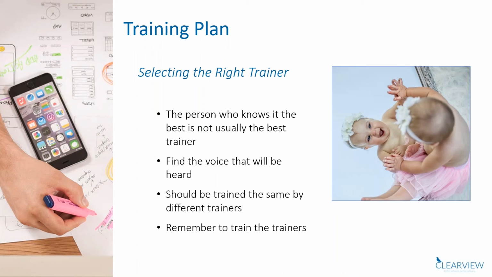Selecting the right trainer. This is critically important. Our tendency, for reasons that make sense, is we're going to pick whoever knows it the best to be the trainer. That is wrong for a lot of reasons. That usually, in most firms, leads to accounting doing 95% of the training. Part of the challenge of that is sometimes the person that knows how to do it the best does it so automatically that they do not know how to explain it to anybody else.